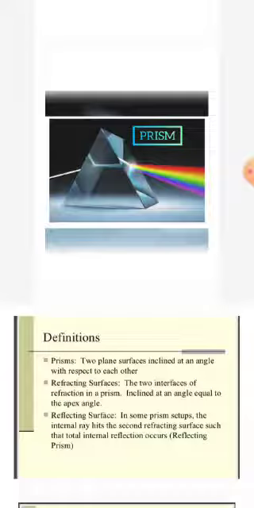And what is a prism? Two plane surfaces inclined at an angle with respect to each other is known as a prism. There are two interfaces of refraction, and the angle between the two faces is known as the angle of the prism. And there are also reflecting surfaces.